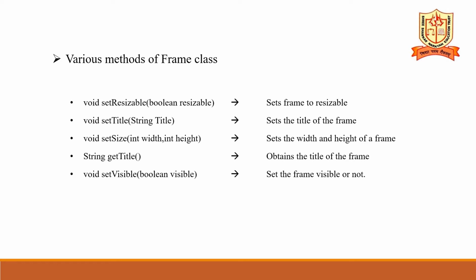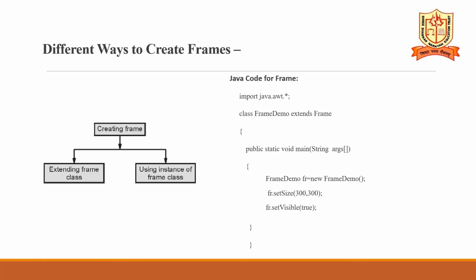The next method is setVisible(boolean visible), which sets the frame visible or not. If it is true, the frame is visible. If it is false, the frame is invisible. I think it is clear. In this slide, we will see how to create the frame. There are two ways to create the frame: one is by extending the Frame class, and the other is using an instance of the Frame class.